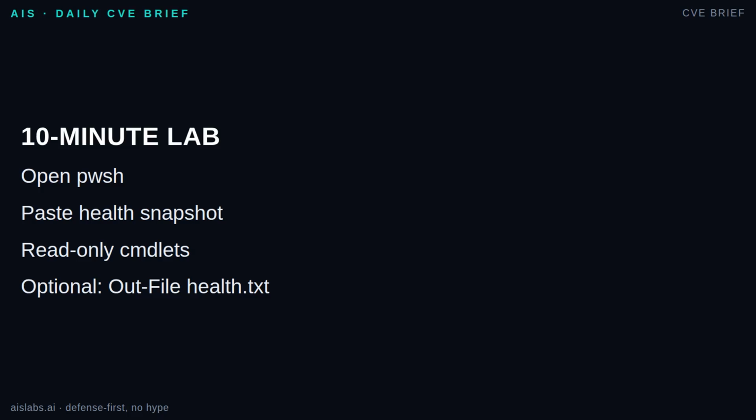It uses read-only commands: Get-CimInstance for operating system and disk facts, Get-Service for automatic services that are not running, and Get-WinEvent for system errors in the last 24 hours. It returns one custom object with computer name, uptime, free space, stopped automatic service count, and recent error count. If you want to save it, add a pipe to Out-File health.txt. Do not start by changing production. Start by measuring it cleanly.